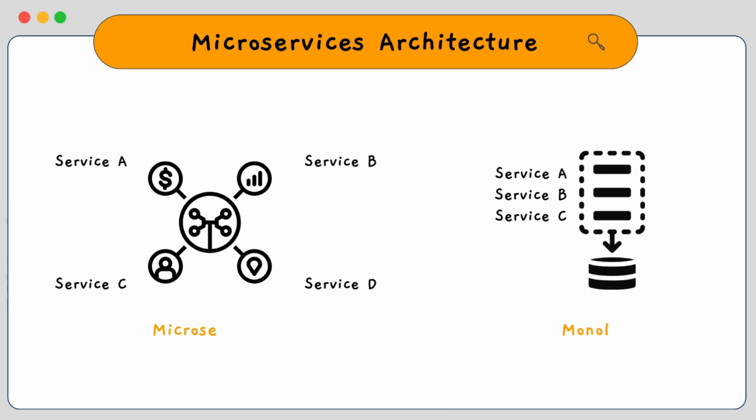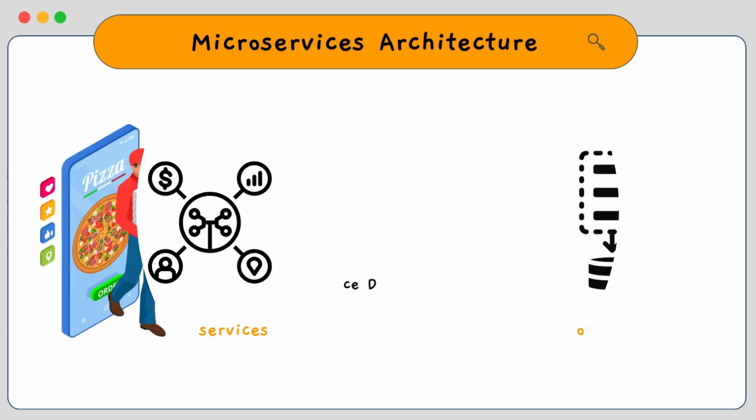This is different from monolithic architecture, where the whole app is one big block of code. In a monolithic app, if one part fails, like the payment system, the whole app could stop working. With microservices, if the payment service goes down, the order and delivery services can still work fine.